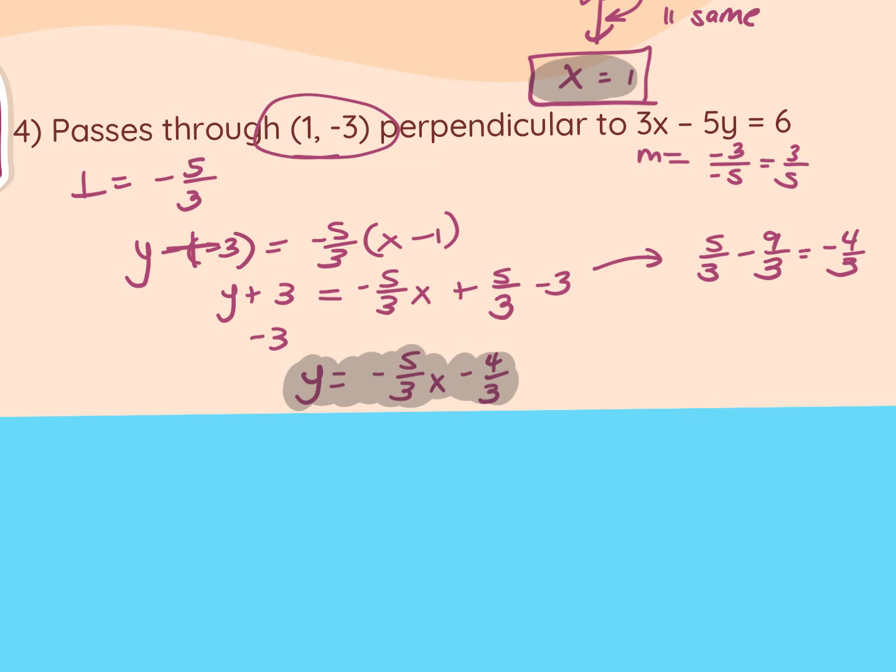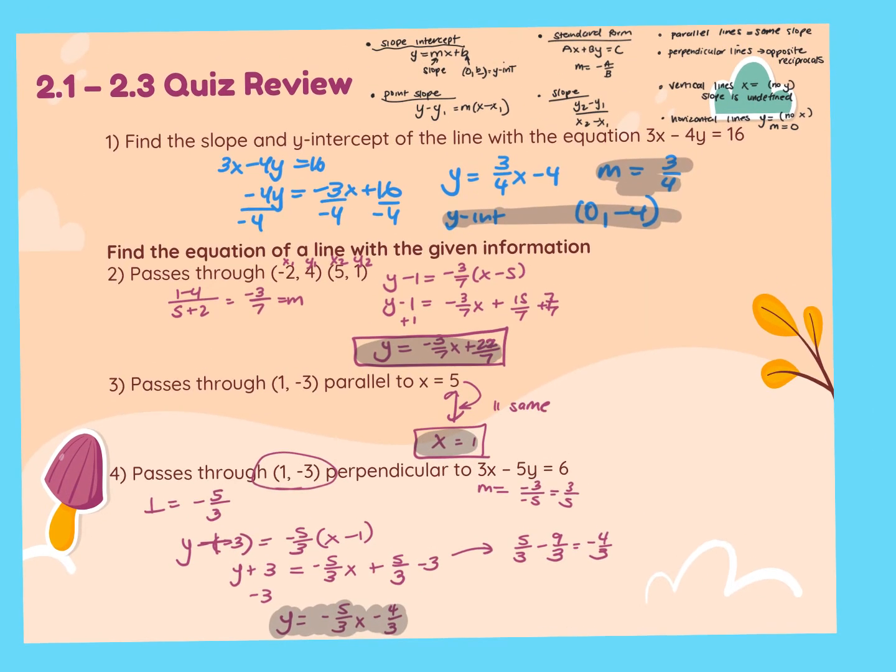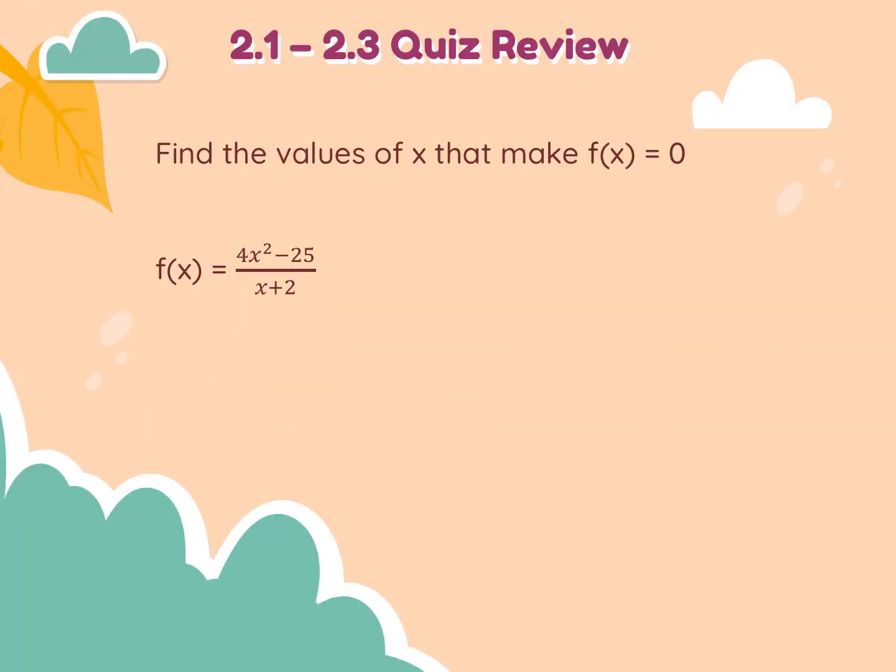Questions? Okay, so that's 2-1, which is the whole first page of the quiz review PDF. Okay, then came 2-2, which is your functions. So this is 2-2.